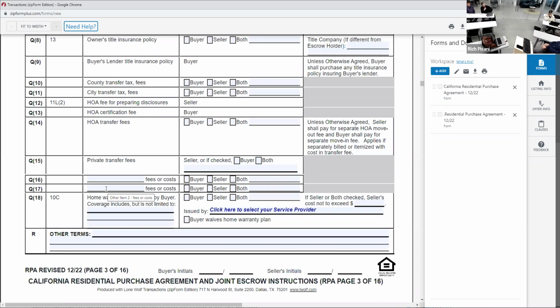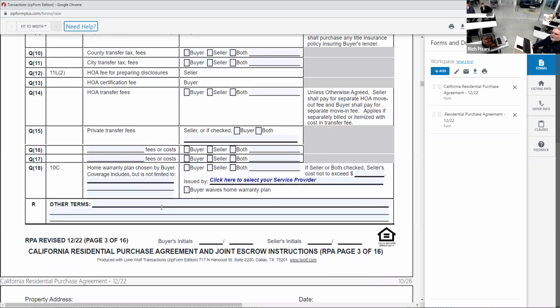I'm sorry, septic tank? Septic is a different form. There's a whole different form dealing with septic, yes. But don't put those things there. Home warranty plan, it's self-explanatory.